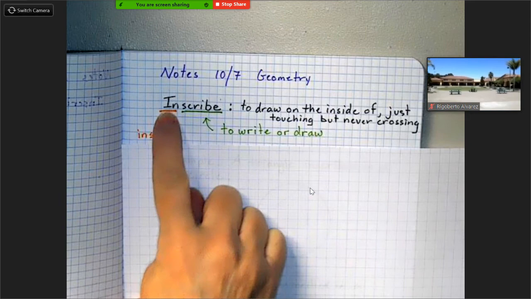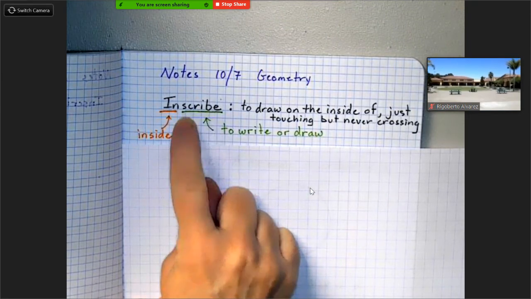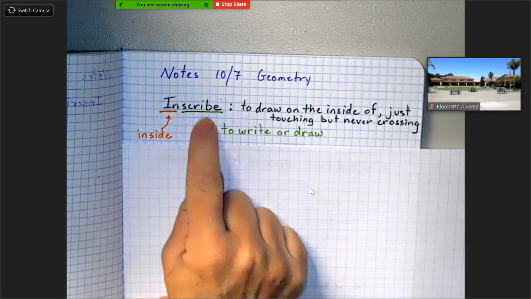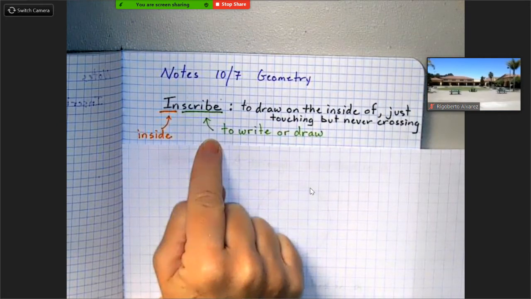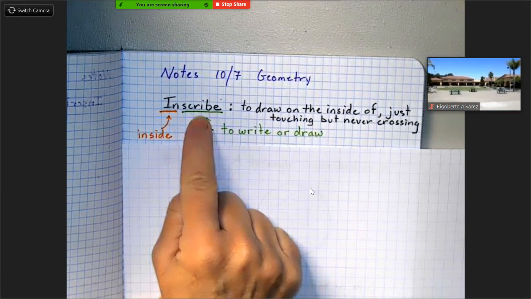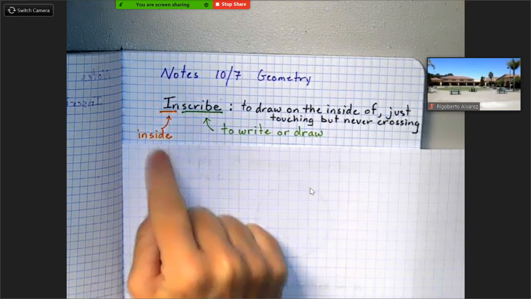So the in part just means in or inside. And the word scribe means to write or to draw. It comes from a Latin word. In Spanish, escribe, see, escribe, scribe, looks pretty similar. And in is inside.